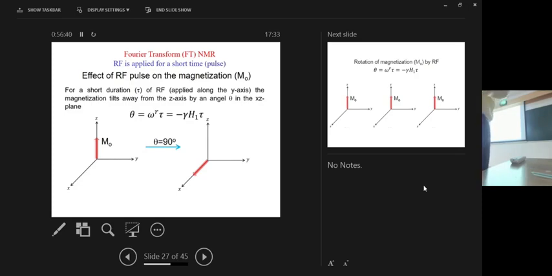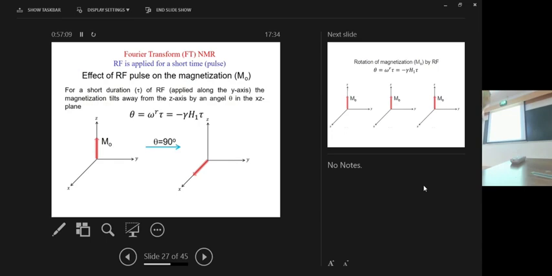And this was the first revolution in NMR, the Fourier transform. This was done by Richard Ernst in 1966. So what it does is, instead of applying an RF continuously for a long time, you apply it for a short time. In the earlier case, we applied the RF continuously, and when matching, there is a signal. Here you don't do it. You apply it for a short period, something like about 10 microseconds.